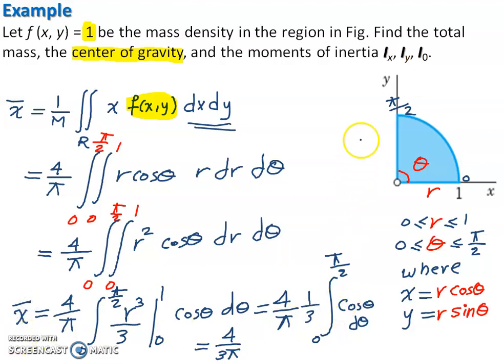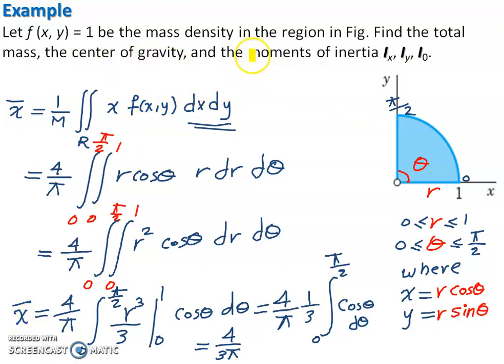We need also to find y bar, the same idea, but we replace x by y in the integration, and you will get the same answer, 4 over 3 pi. Both x bar and y bar are called the center of gravity.